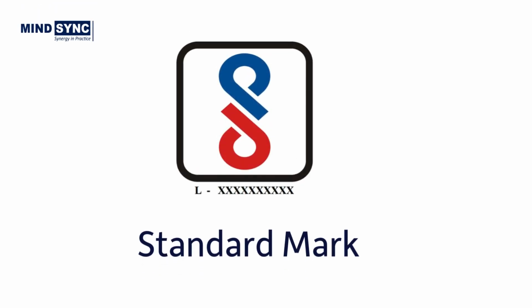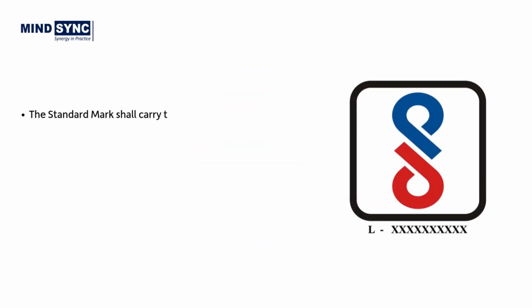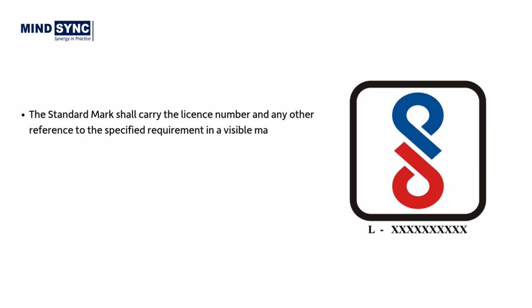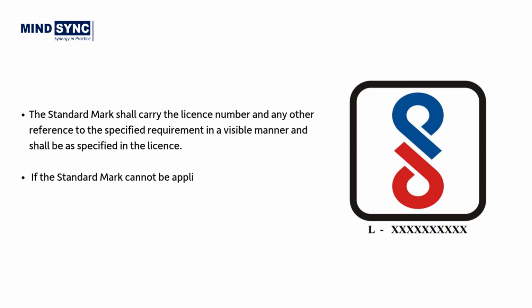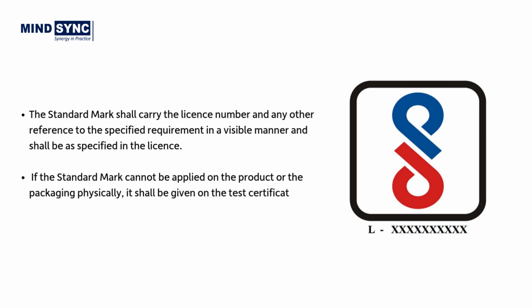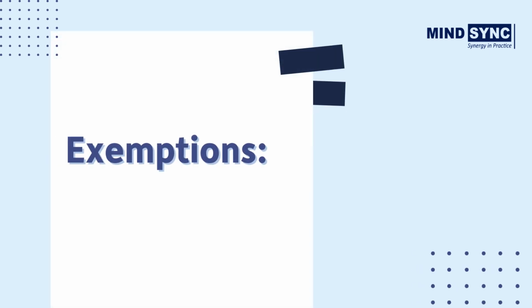This is the standard mark to be printed in the product, which shall carry the license number and any other reference to the specified requirement in a visible manner and shall be as specified in the license. If the standard mark cannot be applied on the product or the packaging physically, it shall be given on the test certificate. Now let's look at some exemptions.